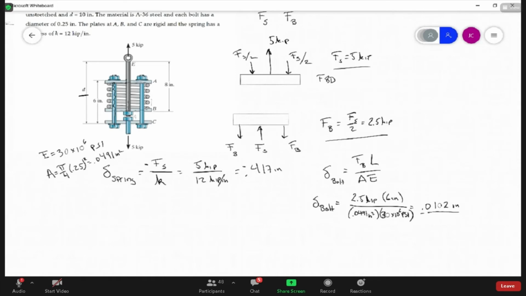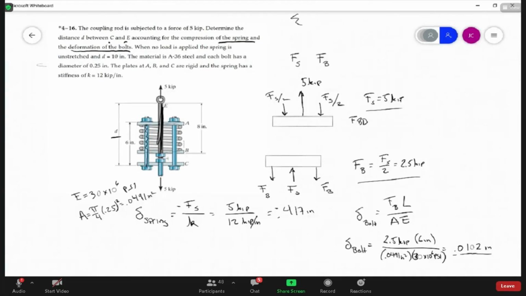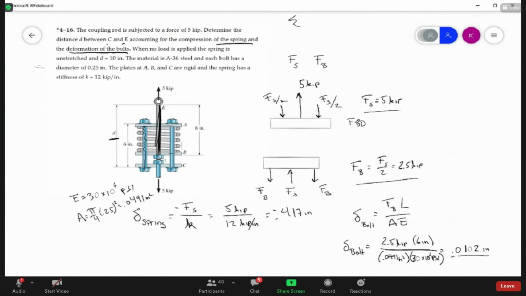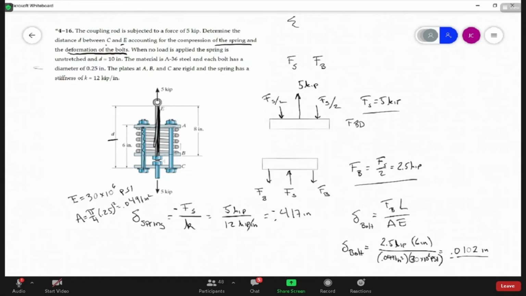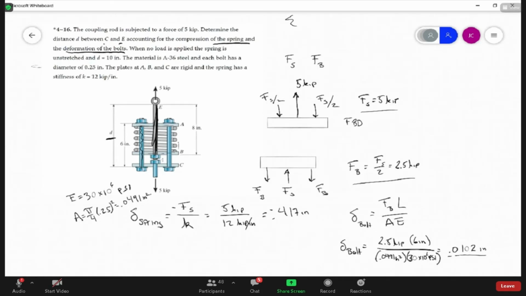Oh, do they want us to take into account the elongation of this as well? Ooh, they do. Somehow I feel like, wait, do we need to? Oh, no, we can't, because they don't give us the area on that too, right? They give us the 8 inches to figure out the unstretched spring length. Okay, right. So yeah.